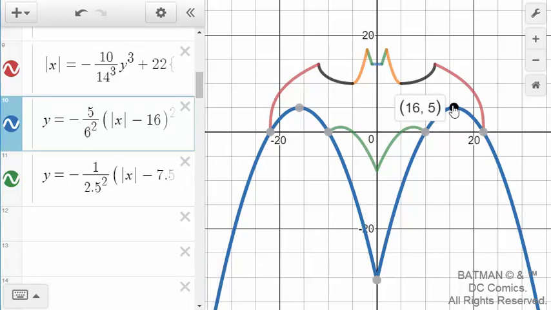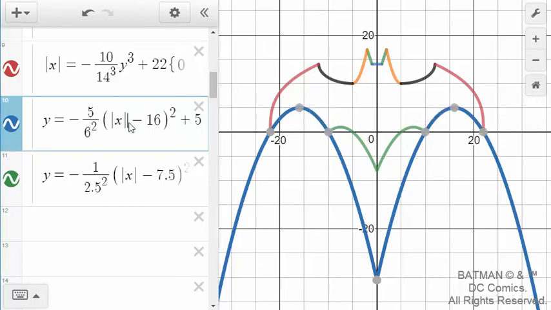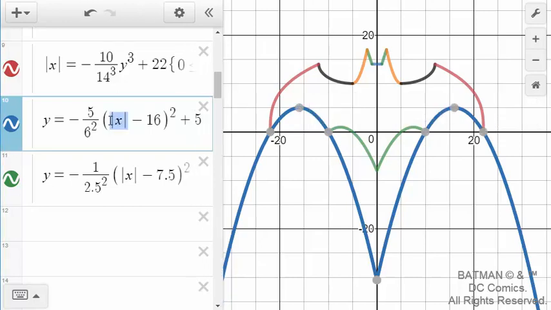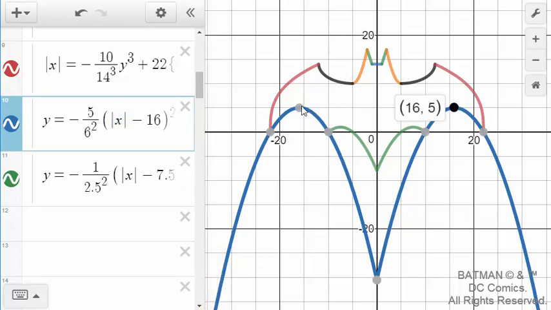I notice some of the points on this symmetric graph. Positive 16, 5, negative 16, 5. Positive 22, 0, negative 22, 0. If I plug, say, positive 16 into this equation, due to the absolute value bars, shouldn't I get the same result as if I plugged in a negative 16? That's what the absolute value bars are doing. Again, they're ensuring that any positive input and its negative will produce the same output, 5 in this case.